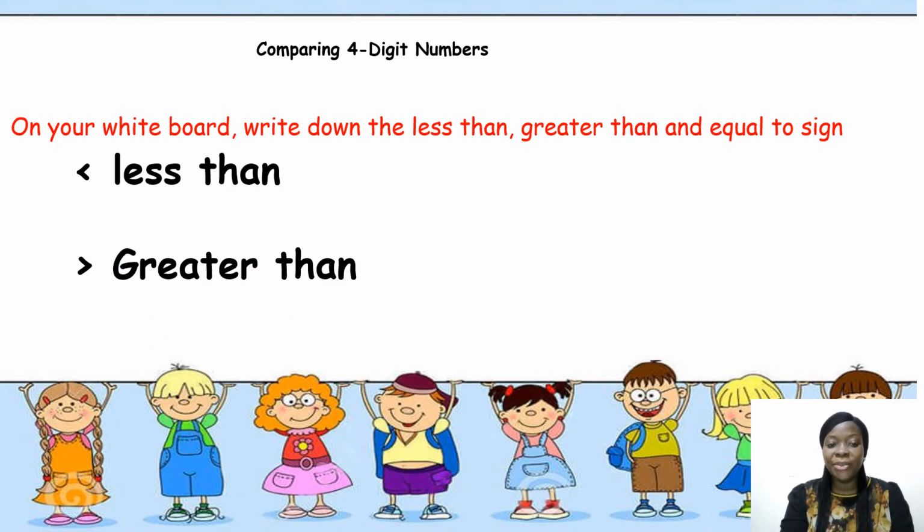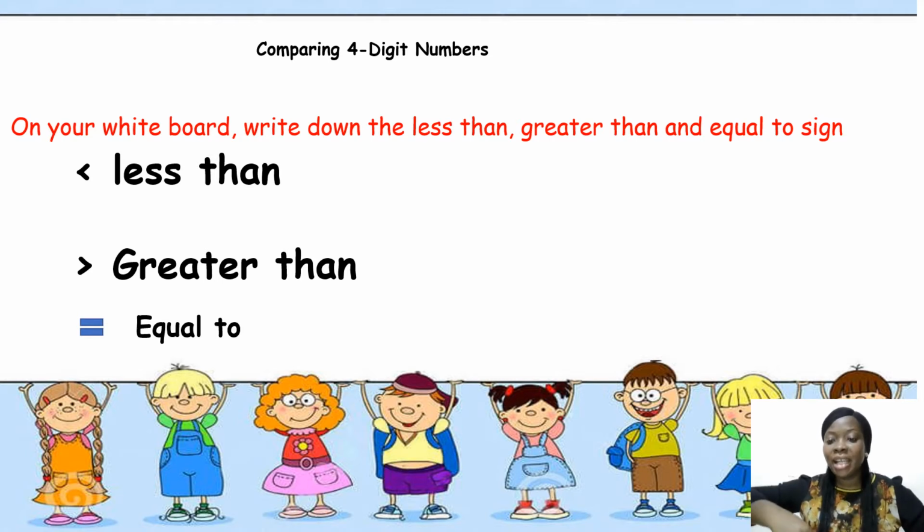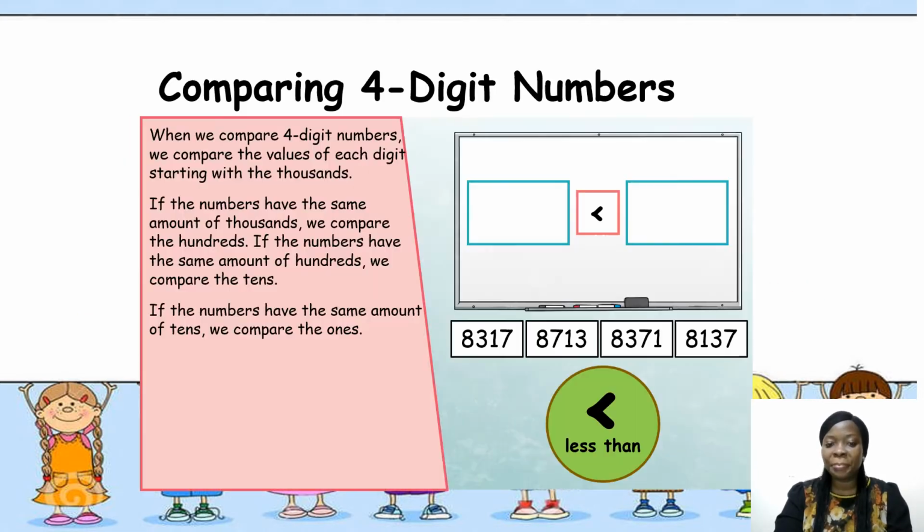Welcome back. Did you write these? If you did, then give yourself a big thumbs up, because the less than sign is shown by our left hand and the greater than sign is shown by our right hand and the equal to sign is both of them this way. So less than is this sign, greater than is this sign, and equals to is this sign. Come along, let's compare four-digit numbers using the less than, greater than, and equal to sign.